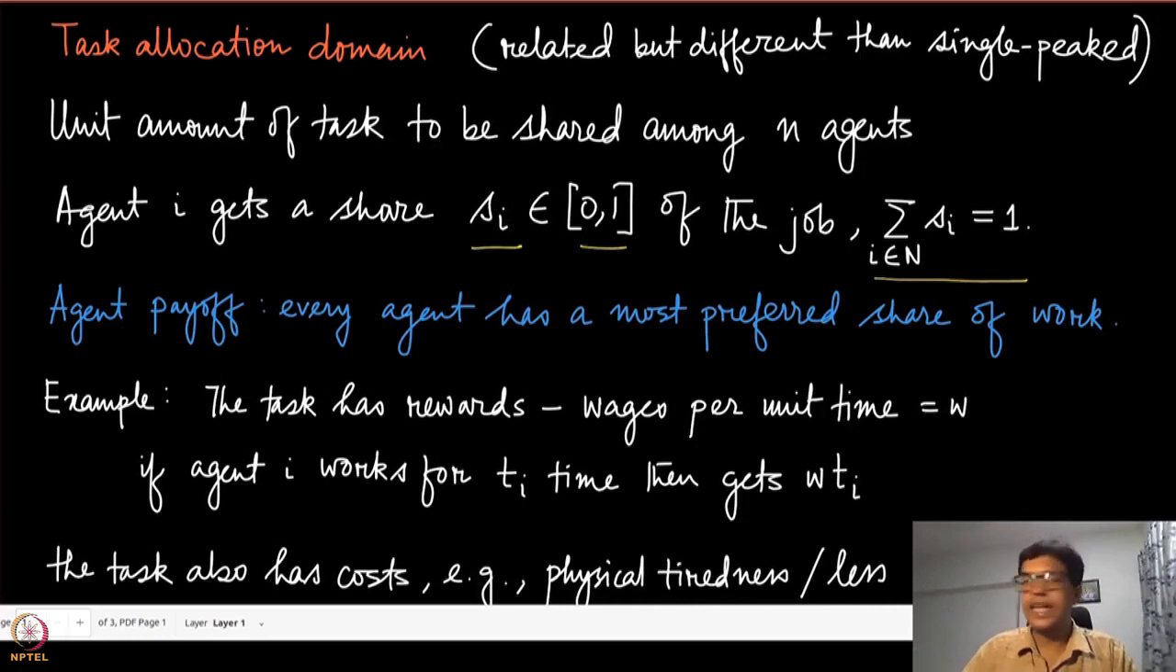Now, what is an agent's payoff? We are going to assume that each of these agents has some most preferred share of the work. So for instance, someone likes 50% of this job to be assigned to it, and anything more or less will be less preferred. Some other agent may have a different peak, so it may like 30% of the job, and anything more or less will be bad. So how can we motivate this kind of task allocation domain?